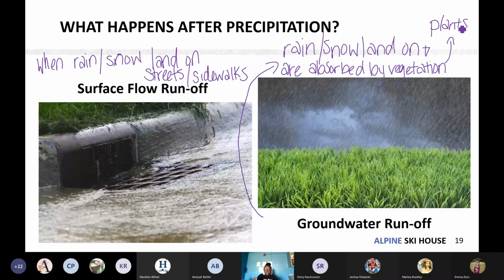Please take some time to draw a picture of rain being absorbed by the ground and grass. Label that picture as groundwater runoff. And for surface flow runoff, couldn't you draw a picture of a street where water is running or rain is running onto a street and labeling that as surface flow runoff. Please take some time to finish that now, along with the definition.